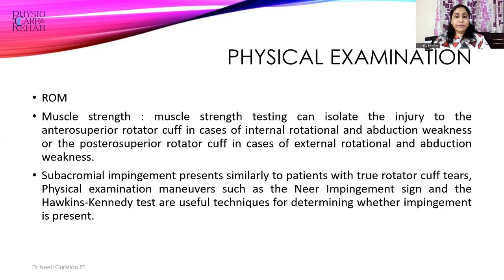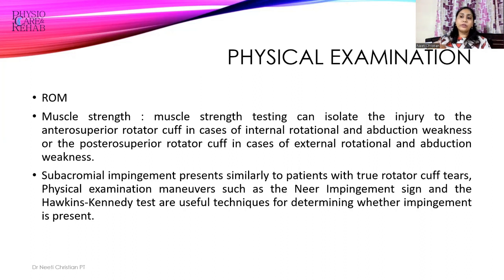So what are the physical examinations which we can do? First one is range of motion. Range of motion is most likely to be affected. Second one is muscle strength. Muscle strength testing can isolate the injury to the anterosuperior rotator cuff tear in case of internal rotation and abduction weakness, and with a posterior rotator cuff tear, it will go into external rotation and abduction weakness.